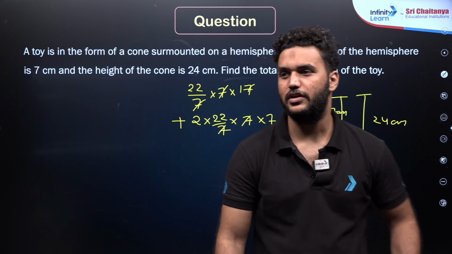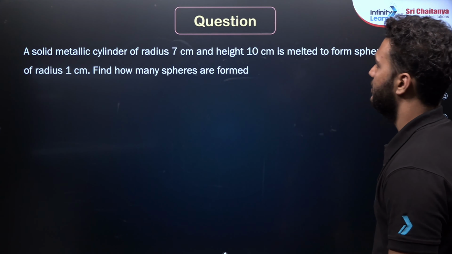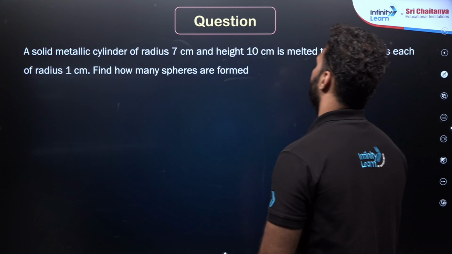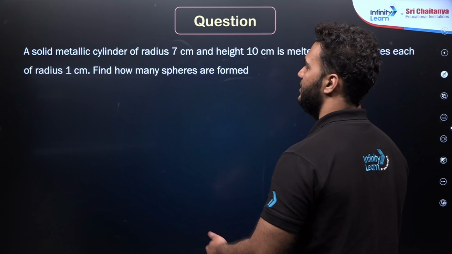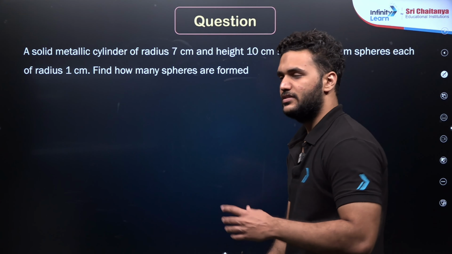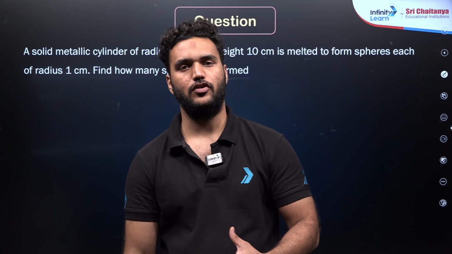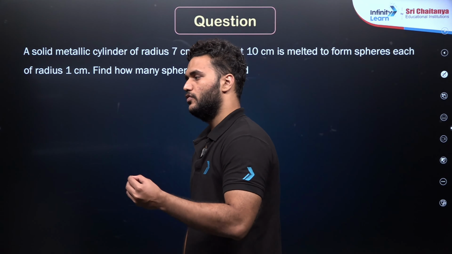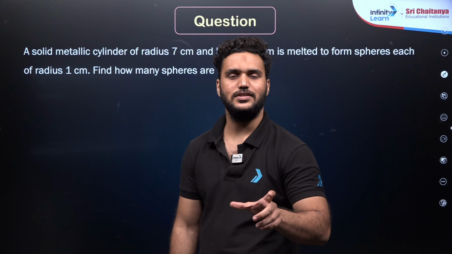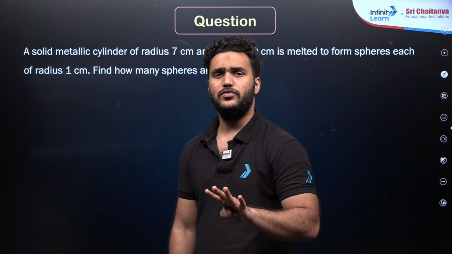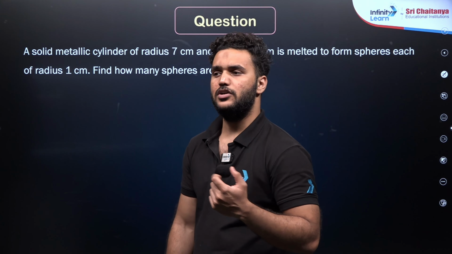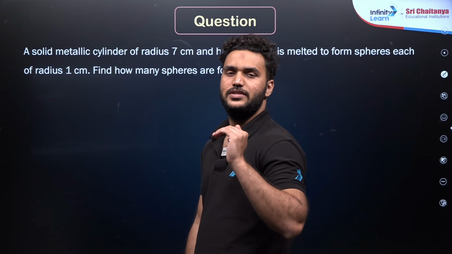Any doubt in this question, anyone? Okay, next, a solid metallic cylinder of radius 7 and height 10 is melted to form spheres each of radius 1 centimeter. Find how many spheres you can make. See, in such a kind of question, you don't have to go for calculations. Never do calculation first in this kind of question. Try to form an equation first, then you will see that many things will get cut and the equation will become easy and simple. So never go with a complete calculation in such a kind of question.